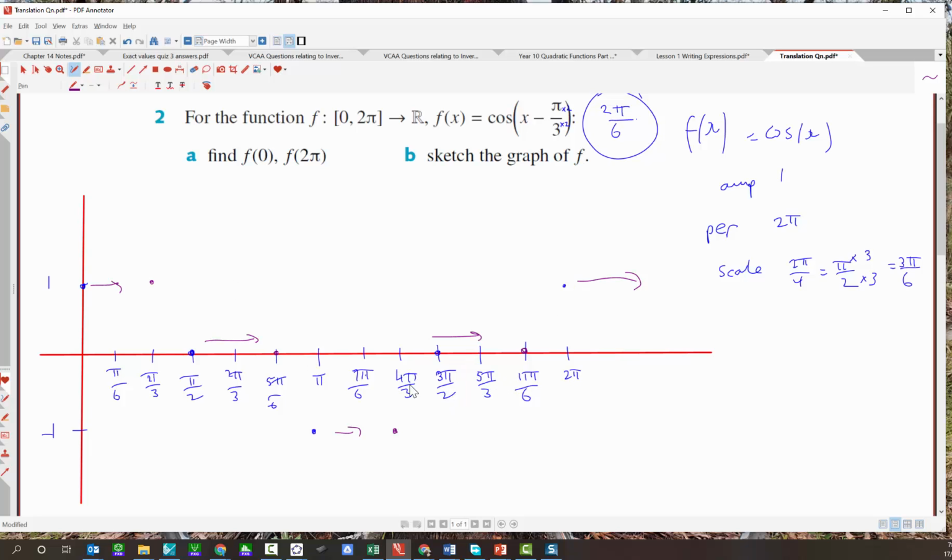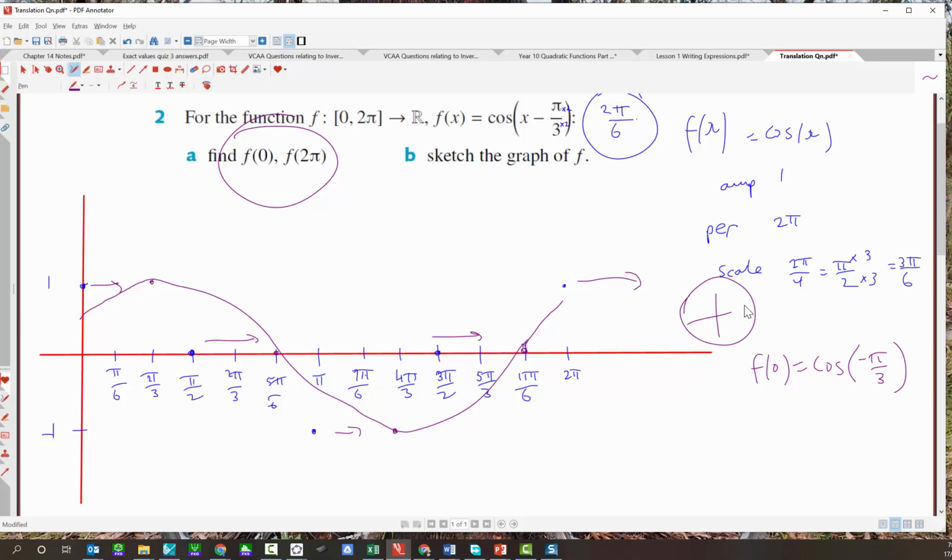Right, now what we'll do is we'll just sketch this cycle and see what happens from there. All right, so that's what we've got, and what's going to happen here is it's going to come up again and not quite make it back to 1. And what it will do here is come down, but not quite make it to 0. So here's why they got you to do this: they've got you to calculate the endpoints. So if I do f of 0 equals the cosine of negative pi on 3. So negative pi on 3 means down here, cosine is positive 60, that is going to be a half. So this endpoint here is, when x is 0, y is a half.